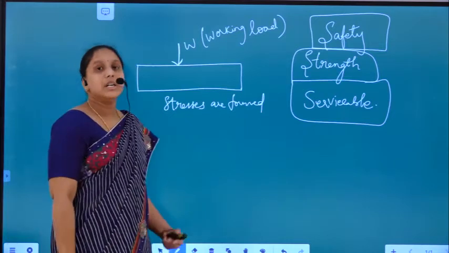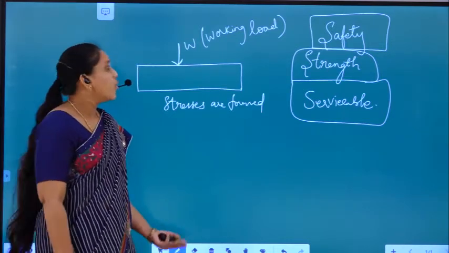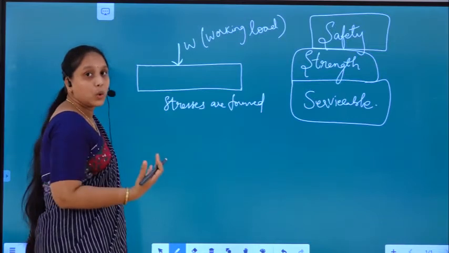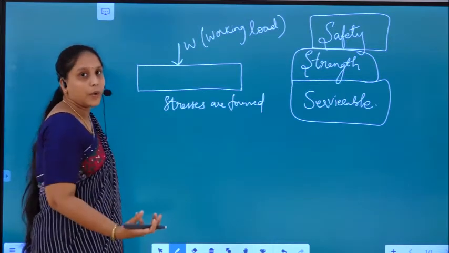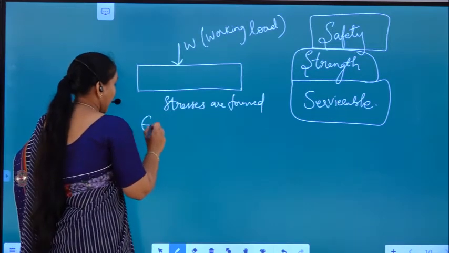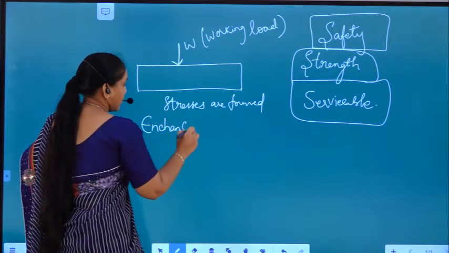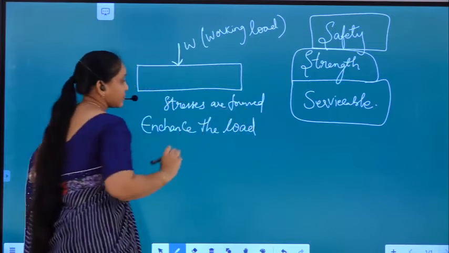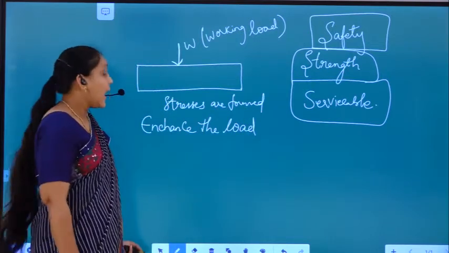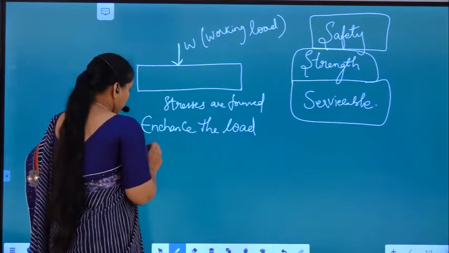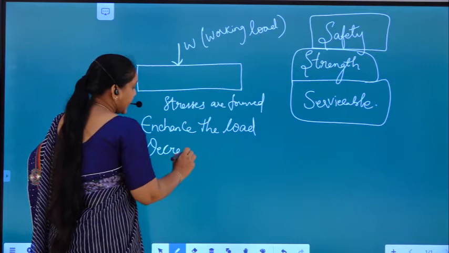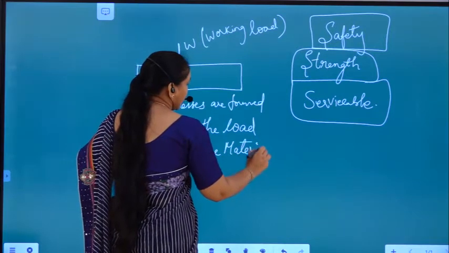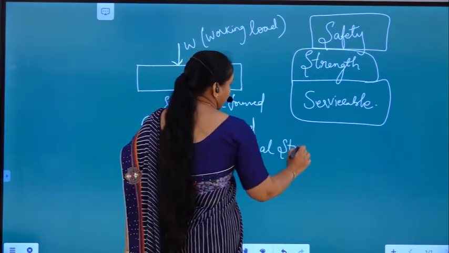So in the design methods, what we are going to do is enhance the load, and we are going to decrease the material strength.